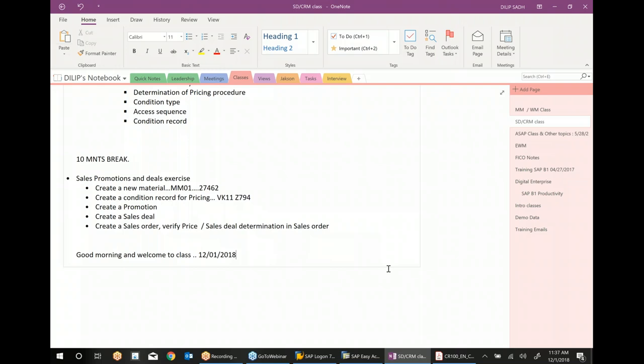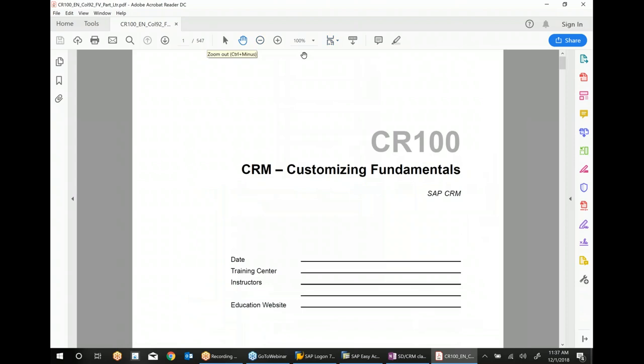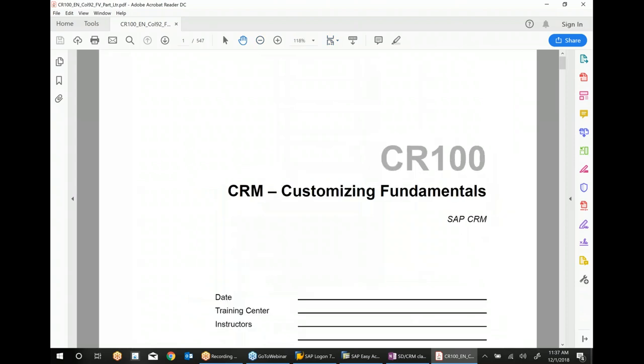Now we want to go to the next PDF. So the next PDF is for CRM. So CR100 and CRM, customizing fundamentals. That is what we want to talk about, and that is what we want to discuss.